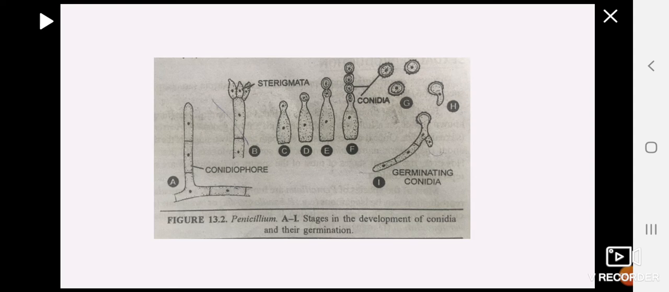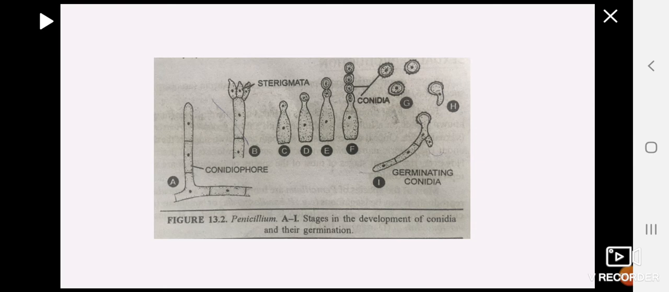And if we see the structure of a conidium, conidia are generally blue-green or pale in color. They are globose or ovoid in shape, and the conidium is non-motile, uninucleate, and has two wall layers. The outer wall is thick, it can be smooth or sculptured, and the inner wall is thin.